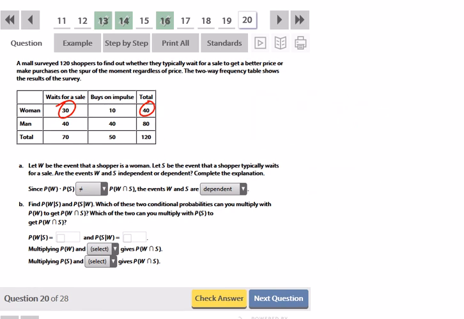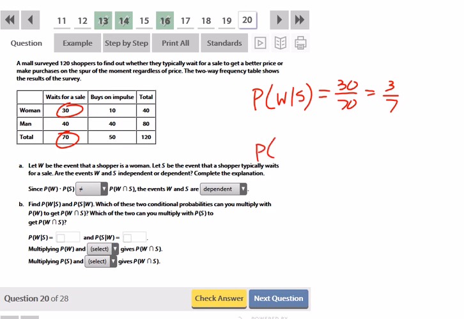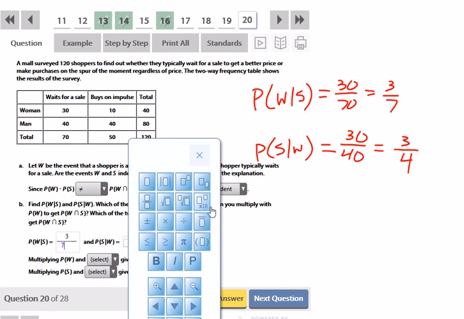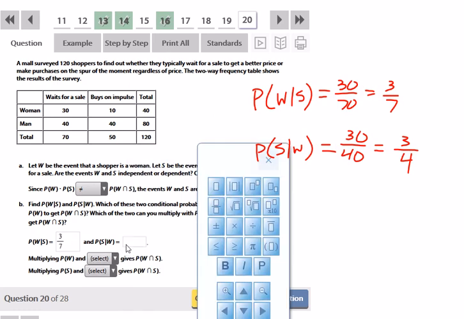Let's go one at a time. So let's first find the probability of W on the condition of S. If we already know that S has occurred, which is waiting for a sale, that limits the sample to 70. So the probability of women on the condition of S is 30 over 70, which gives me 3 over 7. Okay. The probability of waiting for a sale on the condition of being a woman: the total women is 40, and then people waiting for a sale that are a woman are 30. So that's 3 over 4. So let's put that already. This is 3 over 7. This is 3 over 4.